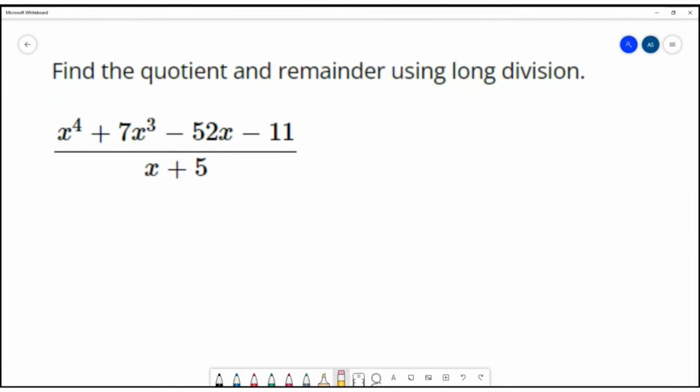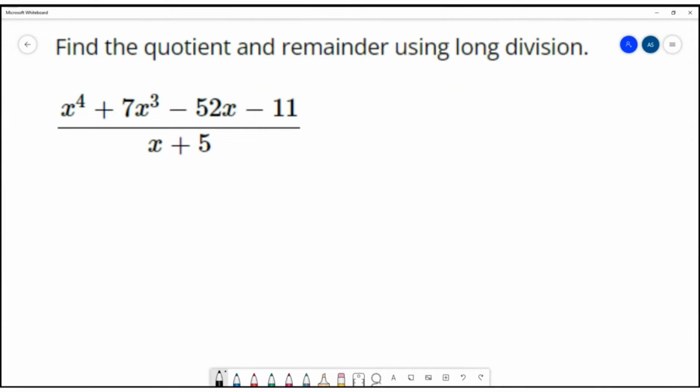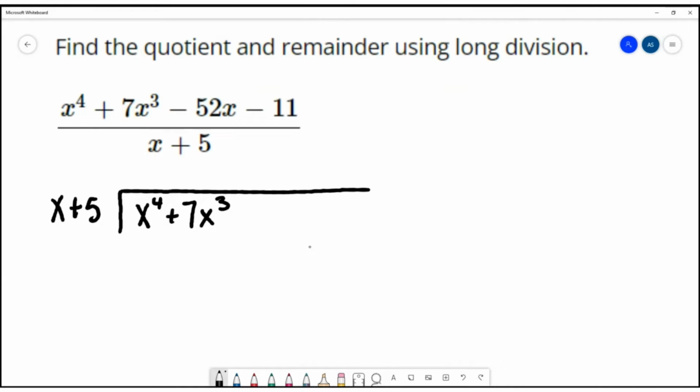So when I set this up for long division, I'm going to put a placeholder in for that x squared, and that's a precaution that we do so that we make sure that we only add like terms. So we're dividing by x plus 5, and we're going to divide into the numerator, x to the fourth plus 7x cubed. I'm going to put my placeholder for the x squared. My placeholder is 0x squared. 0x squared is the same thing as 0. And I'll copy the rest of the numerator down, minus 52x minus 11.